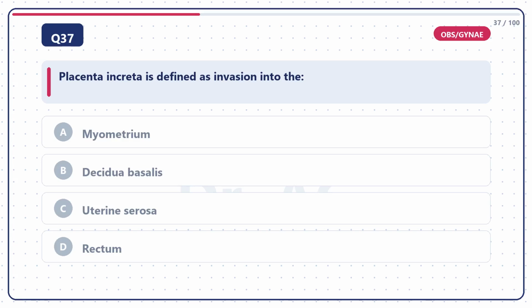Question 37. Placenta increta is defined as invasion into the: Option A, myometrium. Option B, decidua basalis. Option C, uterine serosa. Option D, rectum.